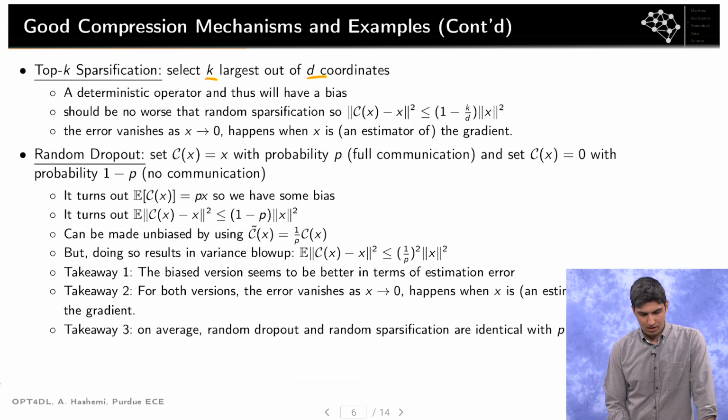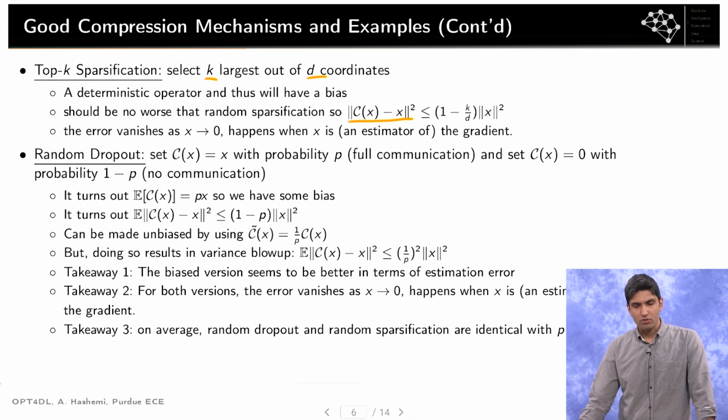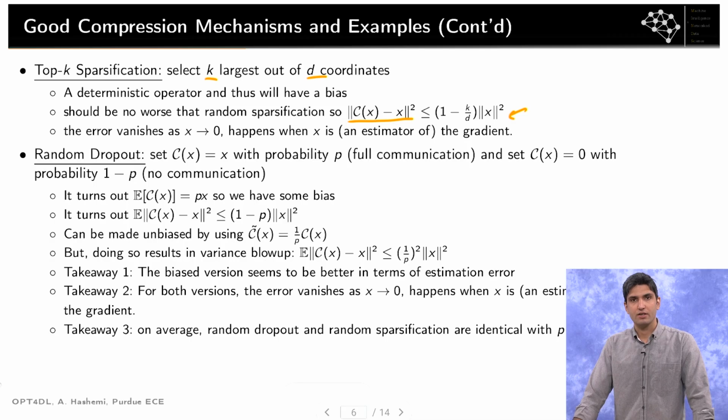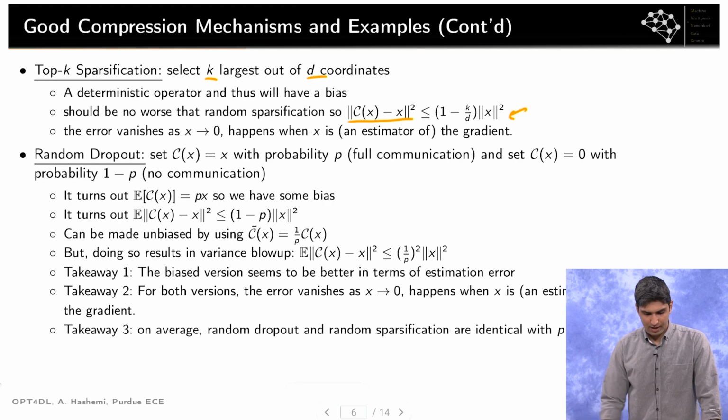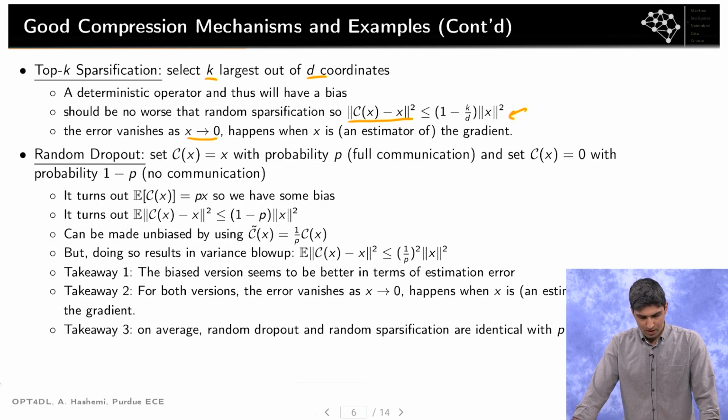And what we can show is that the compression error is at worst the same as the expected compression error of the randomized sparsification strategy, which will be 1 minus k over d times the norm of x squared. And again, x is the quantity we are compressing here, for instance, the gradient. So again, we have this nice property that as x, the quantity we are compressing, goes to 0, the compression error also goes to 0.